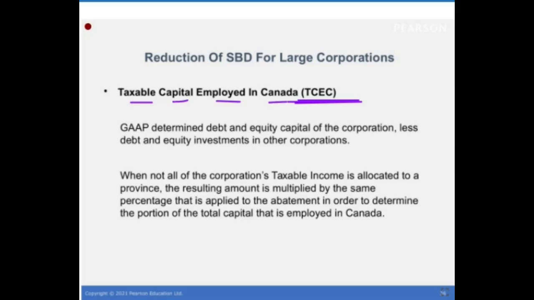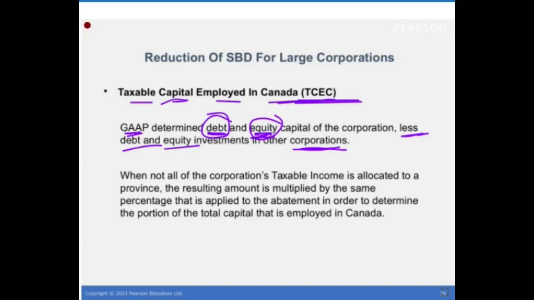This is the taxation concept. So what this includes is your GAAP, so your accounting determined debt, equity, less any debt or equity you own in other corporations. So if you have an investment in another corporation, it offsets. So taxable capital employed is all the debt you have and the equity you have, right?